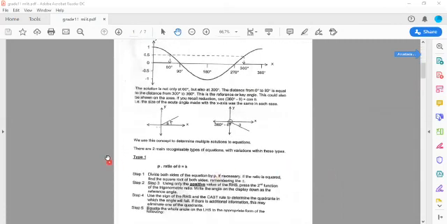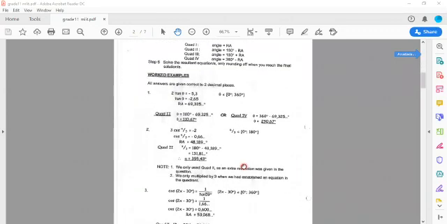So if we move on down here, you'll see there are two main recognizable types of equations with variables within these types. So today what we're going to do is focus on trying to solve a trig equation, and then we're going to do the general solution.